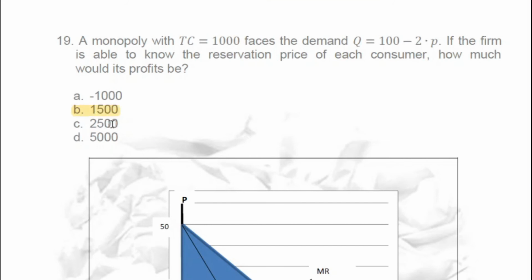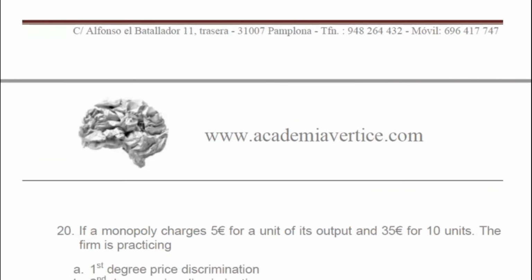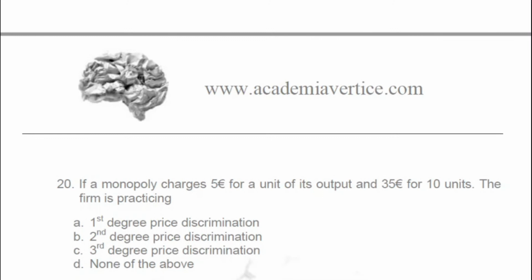So we have that the correct one is B. Be careful, because I always tell you that first degree price discrimination is very easy, but you don't have many exercises, and it would be a pity to do it wrong at the exam. That's why I hope these exercises are good for you.